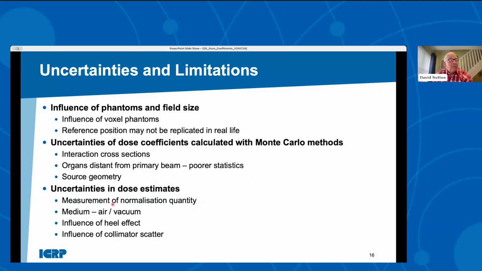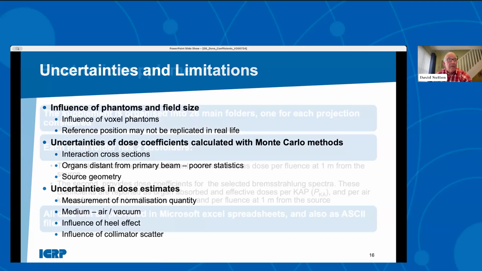For example, measurements of normalization quantity. There's a very big uncertainty in measurement of cap. Use of the mediums, size, some of the underlying assumptions that we make in the report, things like the influence of heel effect and so on. So all of these are discussed in chapter 7 of the report, and we'd be interested indeed in your views of these. I haven't got time really to cover them because there are quite a few to talk about.